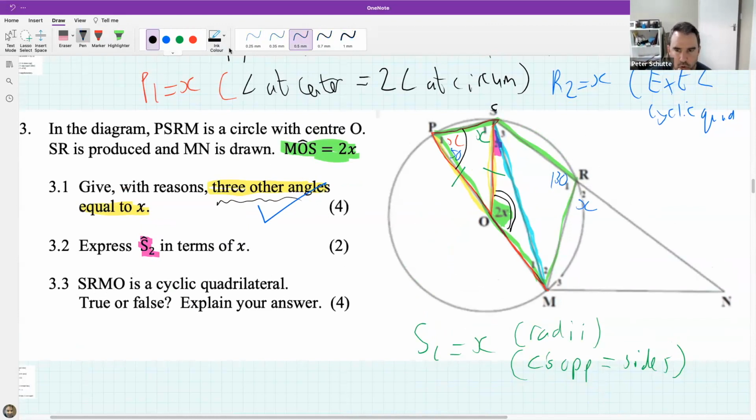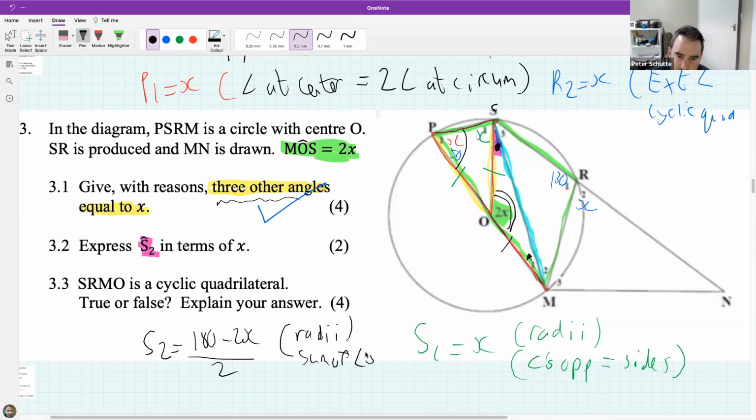Now S2, the key thing is to realize that that angle and that angle over there are also made up of radii. So S2 is going to be 180 minus 2x divided by 2. The reasons would be radii and sum of angles in triangle. And so S2 would just be 90 minus x, because 180 divided by 2 and minus 2x divided by 2.